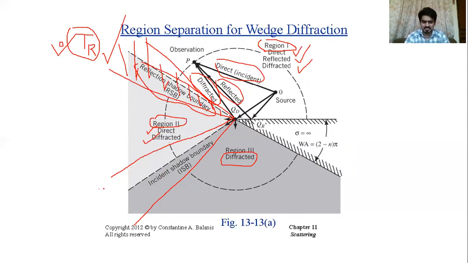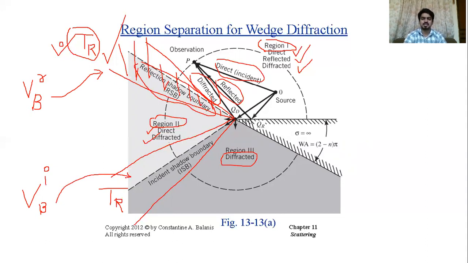And in that transition region, to compensate for that discontinuity, we introduce another diffraction coefficient, that is the incident type of diffraction coefficient. So we will have two types of diffraction coefficients. One is going to be the reflected diffraction coefficient, and the other is going to be the incident diffraction coefficient, and usually we denote them by VBR for this region, and VBI for this transition region, somewhere near the incident shadow boundary.